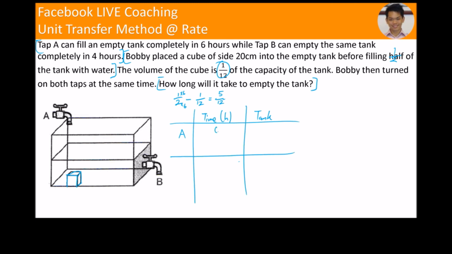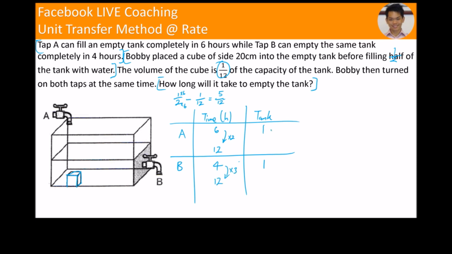Okay, for A, in 6 hours they fill up one tank. For B, in 4 hours, it can drain out the entire tank. So between 6 and 4, the lowest common multiple is 12. You need to make the time common to do a fair comparison. So we multiply this by 2, give us 12. We multiply this by 3 to give us 12.